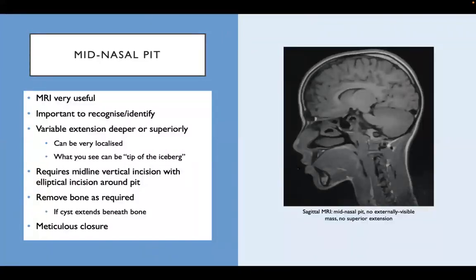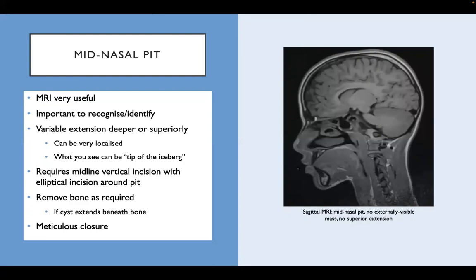Mid-nasal pits are also a form of nasal dermoid. So here the MRI is also very useful. It's very important to recognize and identify the pits. In our patient, I think the pit was initially kind of overlooked or missed. There's also variable deeper or superior extension, and they can actually be very localized and easy to resect. But that being said, what you can see could only be the tip of the iceberg.